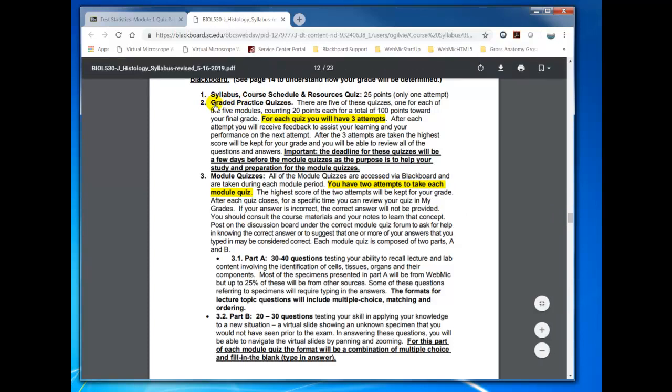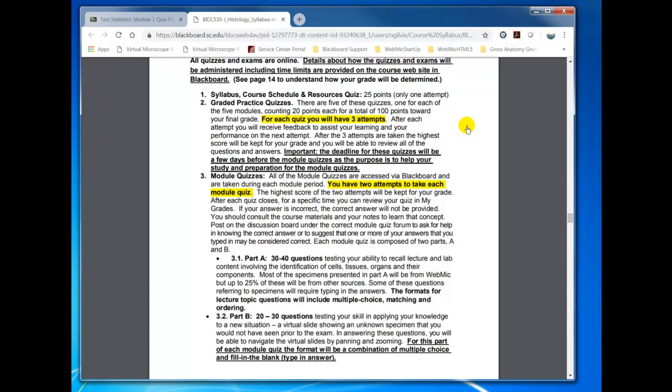Hopefully most of you realize by now that the graded practice quizzes are intended to help you learn, and they should be taken advantage of fairly early in your study period in each module. You're given 3 chances to take that quiz, and we keep the highest score. And we give you full feedback after you've finished the last attempt, which is at least 1, 2, or 3 days before the definitive module quiz deadline appears.